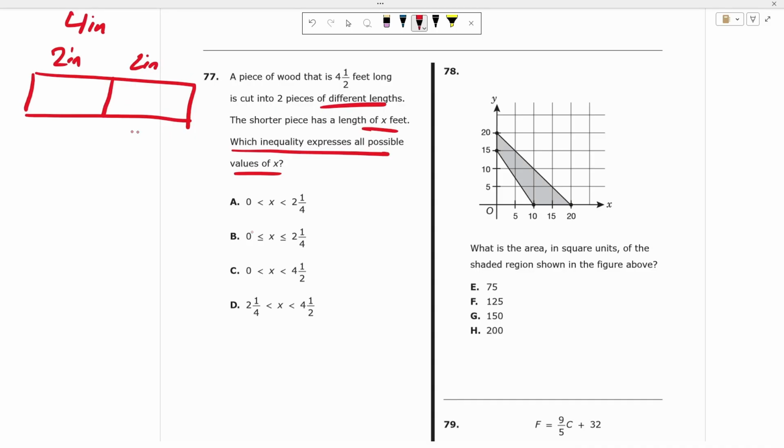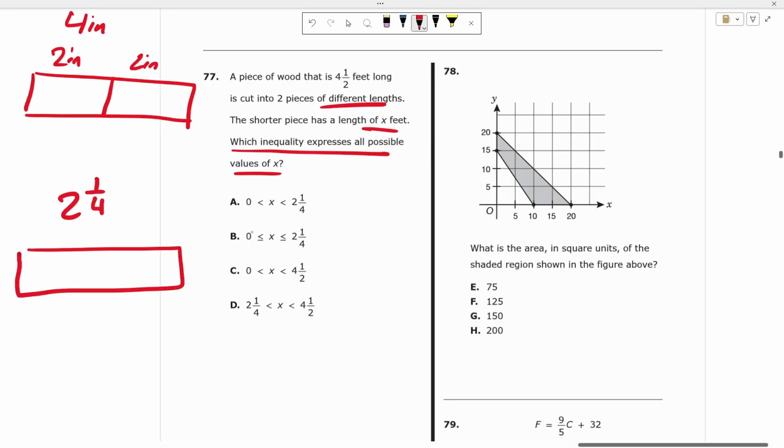The only time you can ever cut something and have both sides be the same length is if you cut it in half. So if x needs to be the shorter side, it cannot be equal to half of this. So what is half of 4 1/2? Well, it's 2 1/4, okay? If I have a piece of wood that's 4½ feet long and I cut it in half, this side is 2 1/4, this side is 2 1/4. So the shorter piece obviously has to be bigger than 0, right? It can't equal 0 because then you wouldn't cut it.